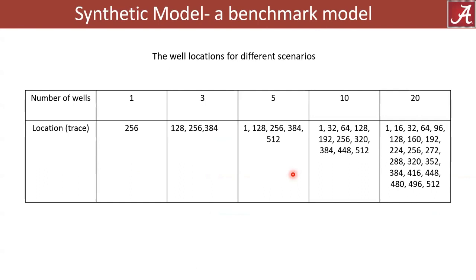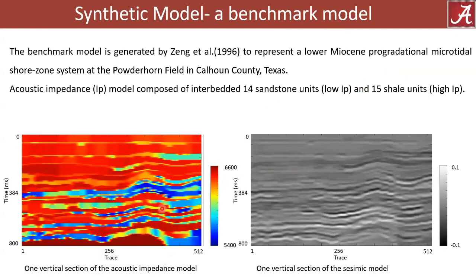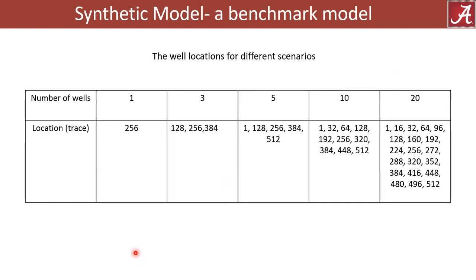We test five different scenarios with different numbers of wells. We test both methods on just one well, and 3 wells, 5 wells, 10 wells, and 20 wells on this one vertical section, which contains just 512 traces. Those wells are evenly separated along the line. And here are the locations of the different wells.